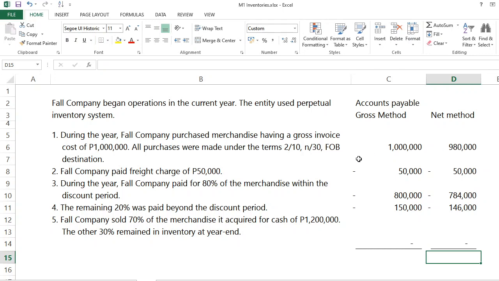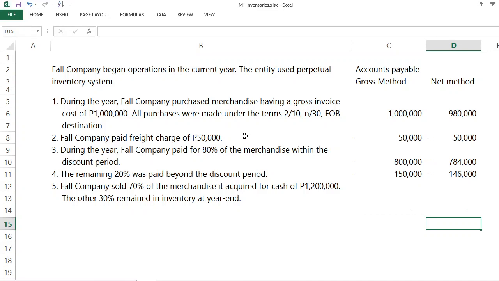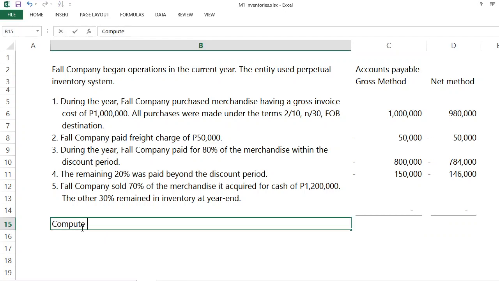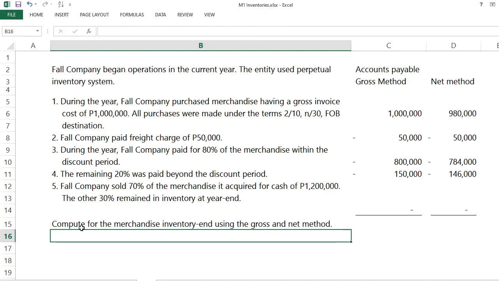Now let me change the question, and this will become, let's just have this as a drill or an exercise. Let's compute for the merchandise inventory, using the gross and net method. And let me give you maybe 3 minutes to answer this.